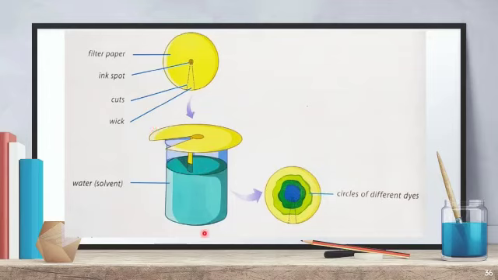As it does so, the various dyes in the ink spread out, forming concentric circles of different colors, like this. So this is a way in which we cut a wick of filter paper and put it back into the beaker, and it soaks up the solvent inside the beaker. After the solvent starts rising, it starts forming circles of different dyes, showing that the ink was a mixture of these different dyes.